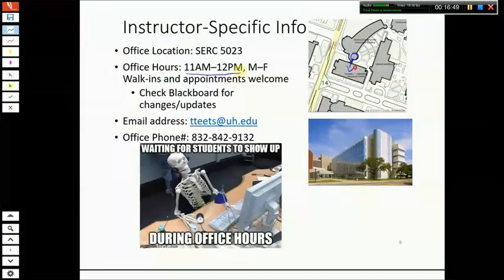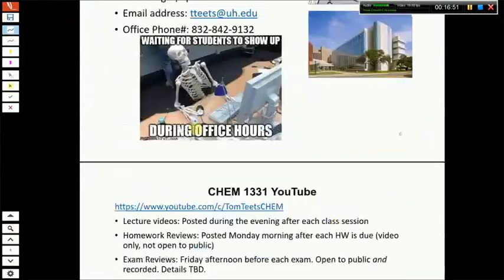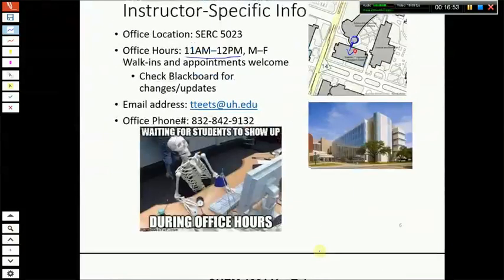Email is the best way to contact me, so I have it listed here. It's probably on Blackboard too. So that's the best way to get a hold of me reliably. If I'm in my office, I will likely answer my phone if I'm not too busy with other things going on. You can call that as well, but email is the best way. So please, use office hours to your advantage.